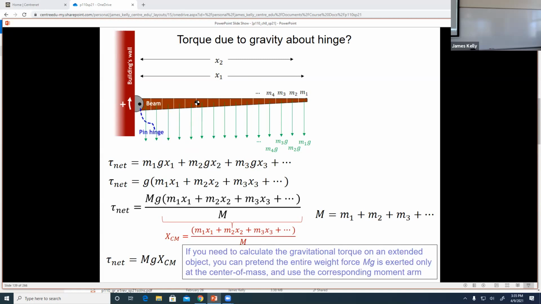Okay, so what I've got boxed down there is the shortcut method. If you need to calculate the gravitational torque on an extended object, you can pretend the entire weight force, total mass times g, is exerted only at the center of mass and use the corresponding moment arm. And calculating the center of mass can sometimes be a pain, but the nice thing is for nice symmetric objects, like a meter stick, the center of mass is always at the center of symmetry. If you've got a sphere, the center of mass is at the center of the sphere, as long as it's a uniform sphere. If I've got a uniform meter stick, it's halfway down the meter stick. If I've got a circular disc, it's at the center of the circular disc.